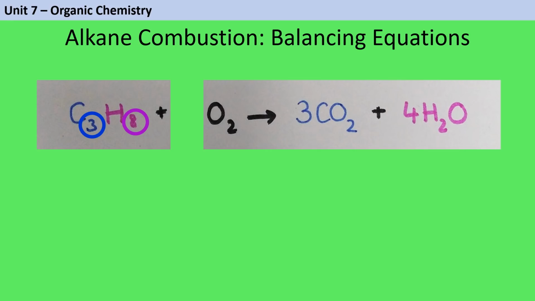So I'm going to put a 4 in front of the water. Now I need to work out how much oxygen I need to make this balance. So I need to add up all of the oxygen atoms on the right hand side. Remembering, of course, that there are 2 oxygen atoms in every carbon dioxide molecule. So that's 2 lots of 3, so that's 6 atoms in total. And then each water molecule only contains 1, so that's another 4 atoms, giving me 10 in total.